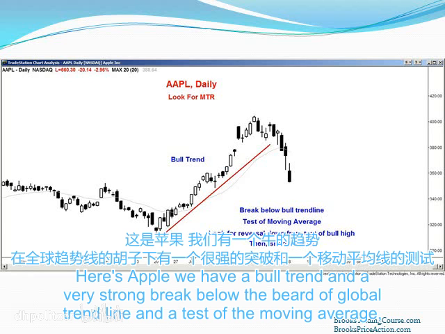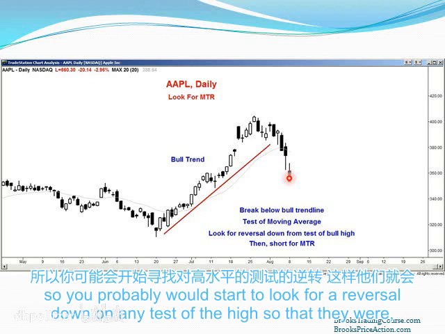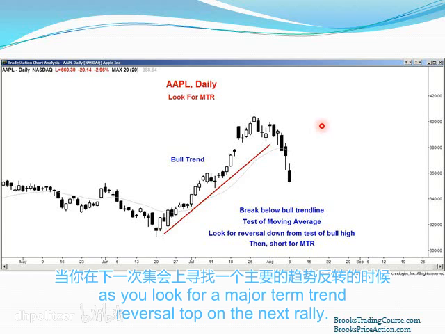Here's Apple. We have a bull trend and a very strong break below the bull trend line, and a test of the moving average. We fell well below the moving average, so you probably would start to look for a reversal down on any test of the high. So in other words, you look for a major trend reversal top on the next rally.